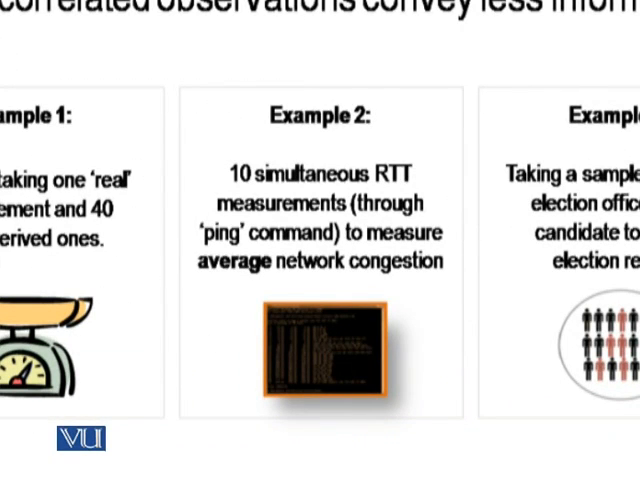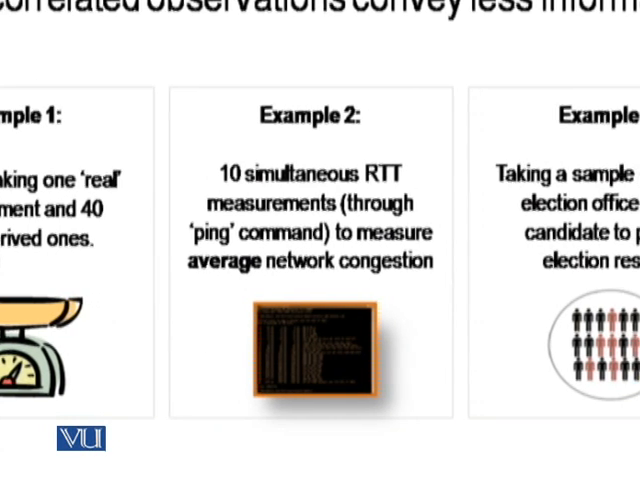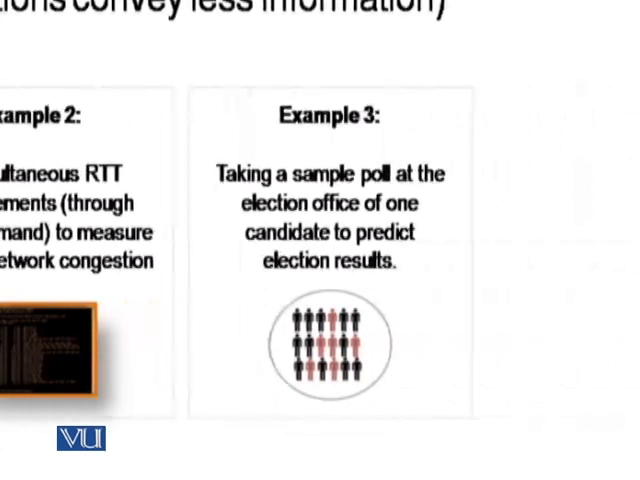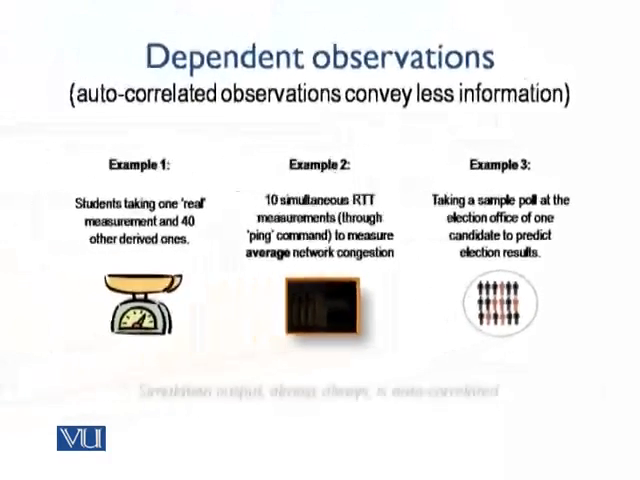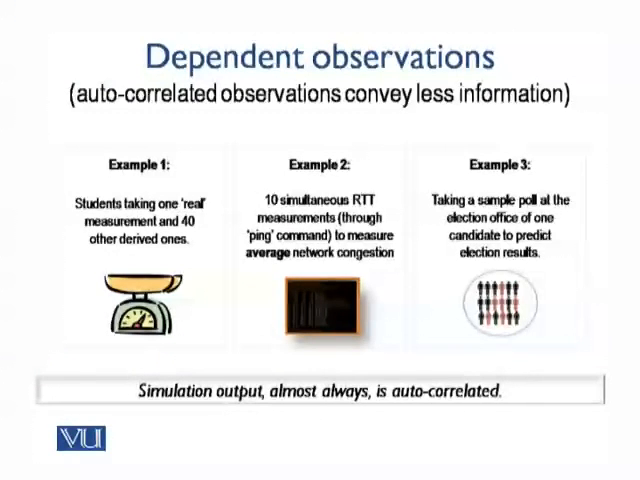Whatever you're going to find is going to depend on what the network conditions were at that time. Also, you can imagine the third example is going to an election office of some political force, and then you're going to sample people there. Chances are that you would have similar results. And these are all examples of dependent measurements, and I hope the point has been made that dependent measurements decrease the value of information that we get.